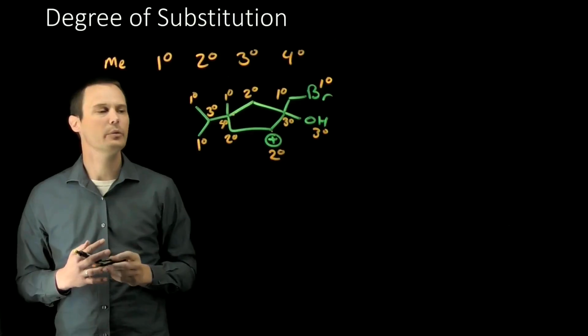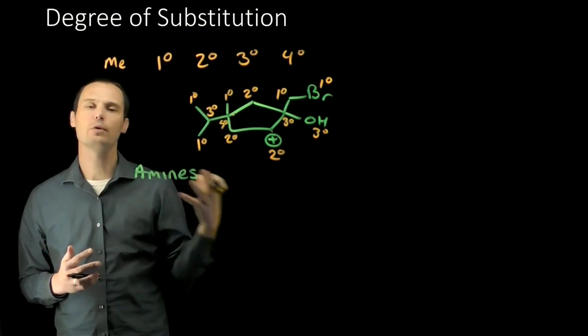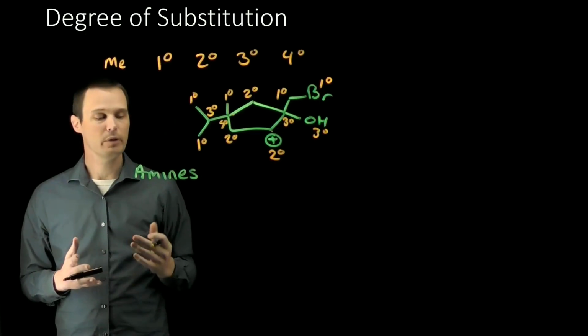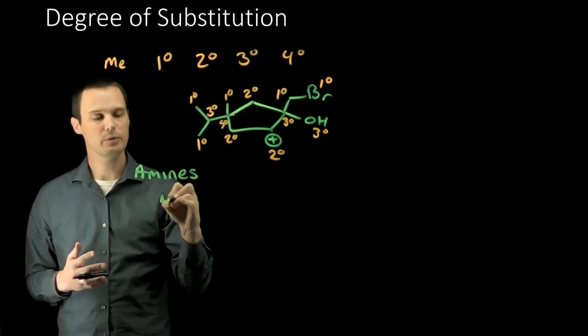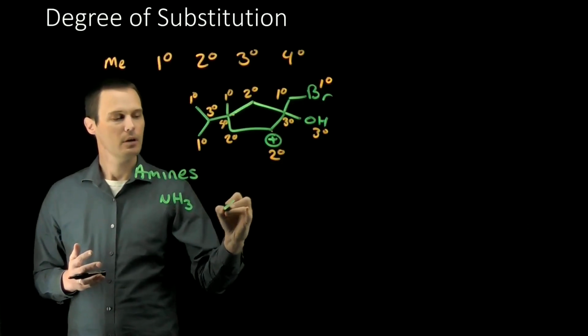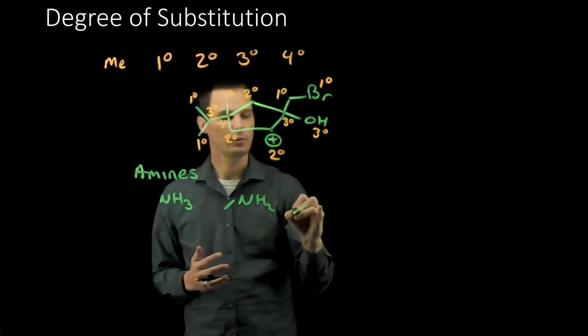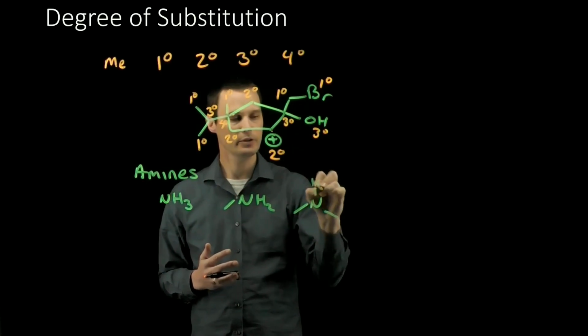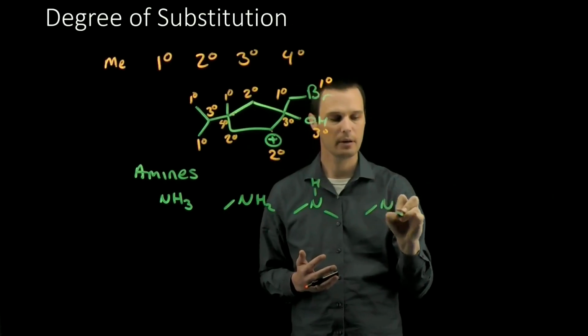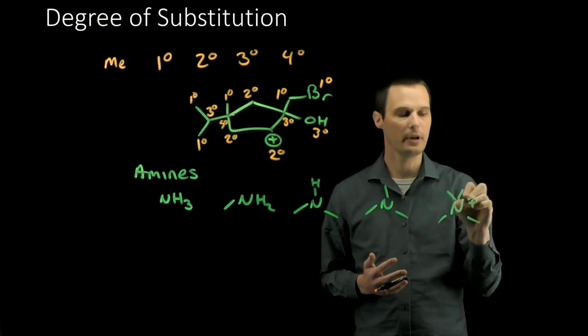There's one exception, though, that we do need to account for, and that is the functional group amines. Amines don't follow this same system. When we look at amines, there are a couple of different kinds of amines we could have. The simplest amine would be NH3, where no carbons are attached. We could have an amine with 1 carbon attached and 2 hydrogens. We could have an amine with 2 carbons attached and 1 hydrogen. We could have an amine with 3 carbons attached. Or we could have an amine with 4 carbons attached, but then it would have a positive charge.